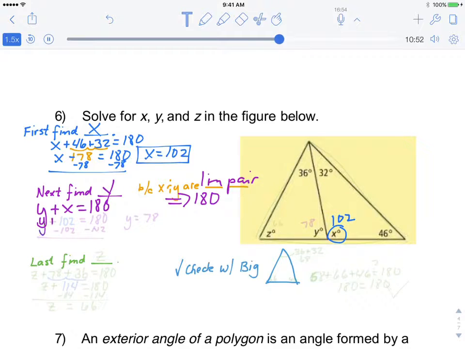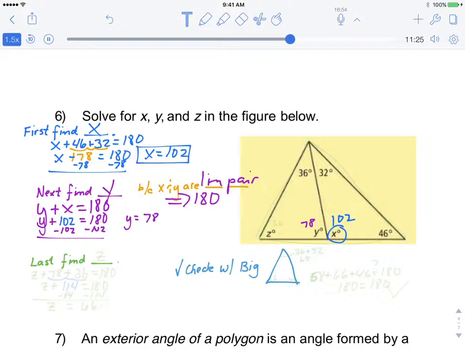And we know that x is 102, so I'm going to substitute in 102 for x, and then that equals 180. So if I subtract 102 on both sides, we get y is 78. Okay, so I'm going to label my triangle here and put 78. All right. What's the last thing we're going to find here?